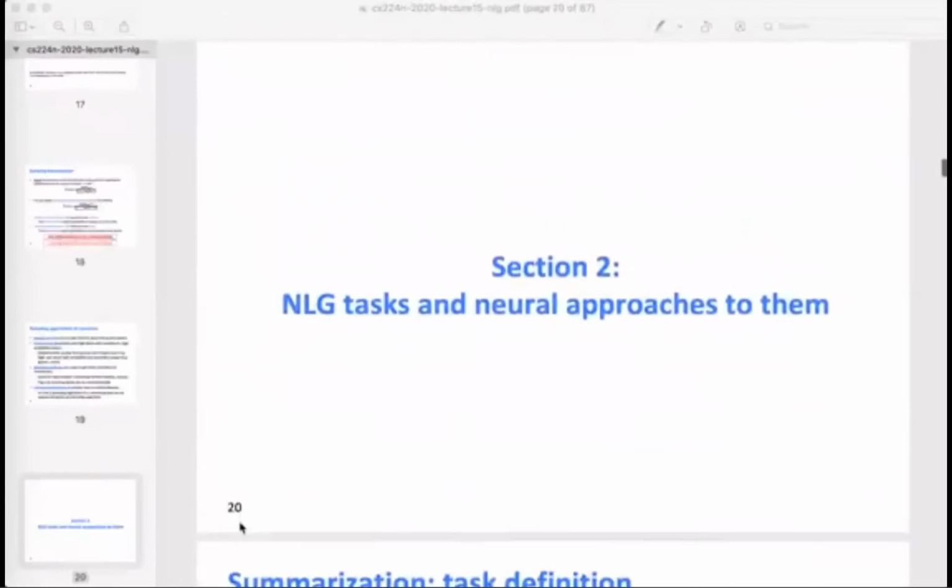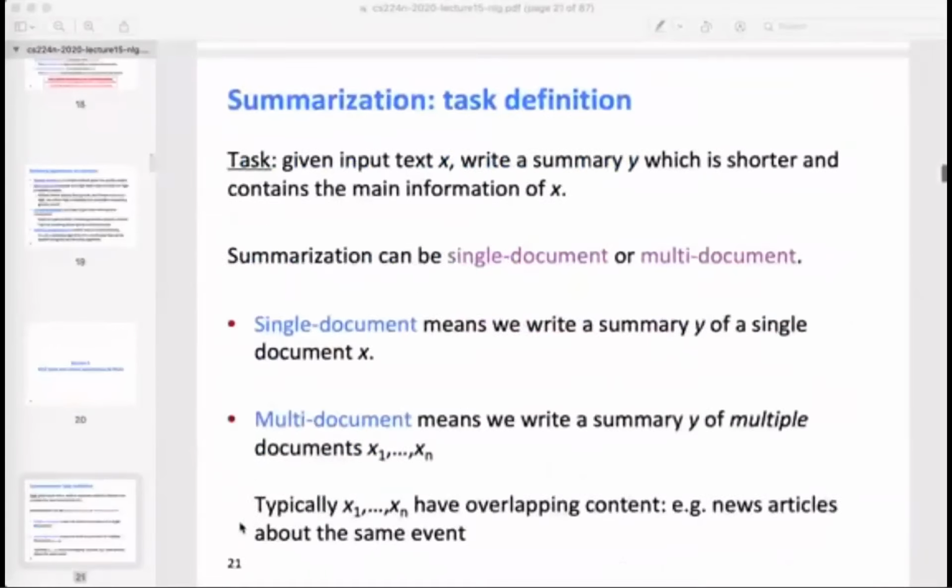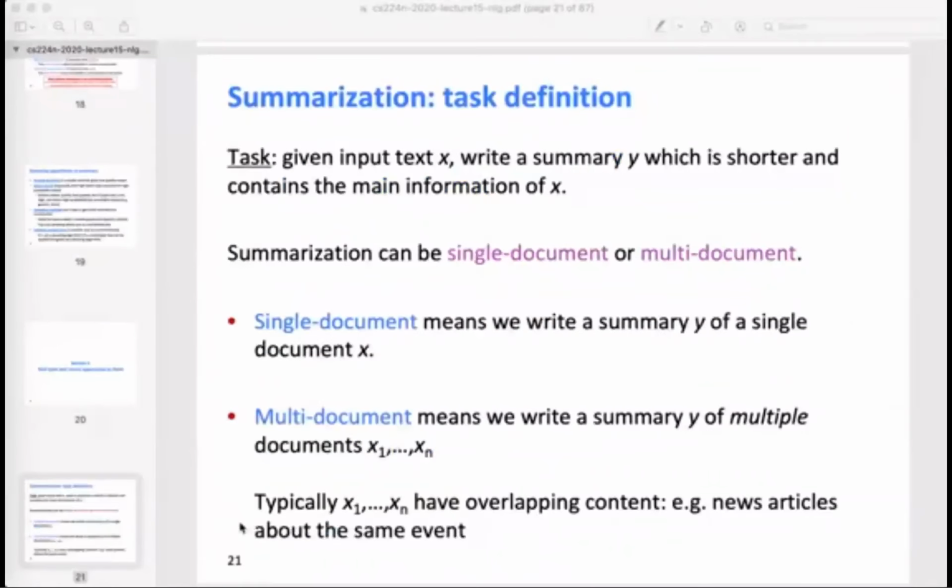Now let's move to section 2, NLG tasks and neural approaches to them. So let's look at the task definition of summarization. The task is when you're given input text X, you write the summary Y, which is shorter and contains the main information of X. The summarization can be single document or multi-document. For single document, it means we write a summary Y of a single document X. For multi-document, it means that we write a summary Y of multiple documents X1 to Xn.